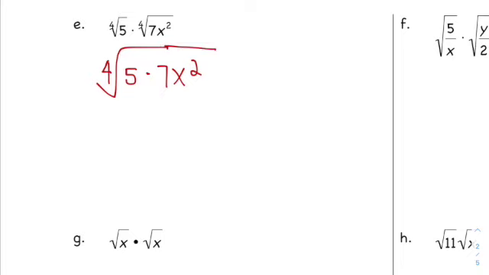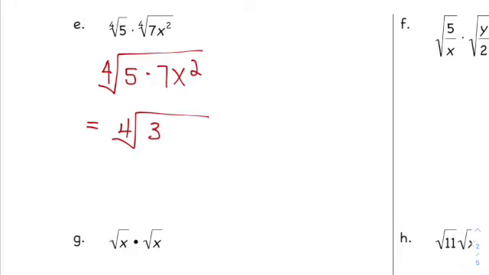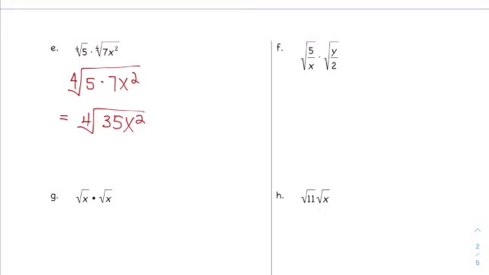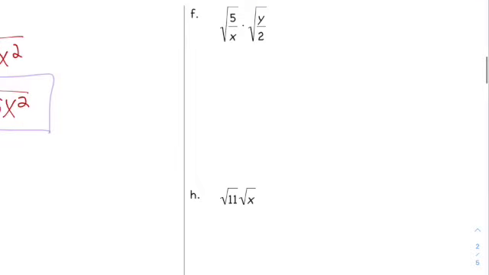Now there's nothing they have in common, which is totally okay, and then you just have to combine for quadratic root 35x to the second, and you're done. And next one, you have to do the same thing. Please do it. Pause the video, please do it.